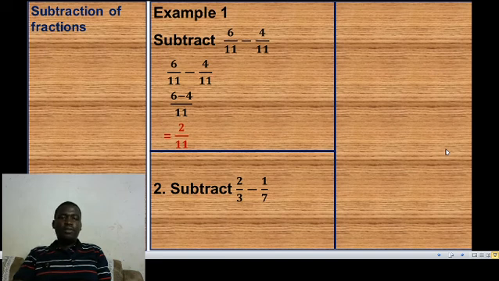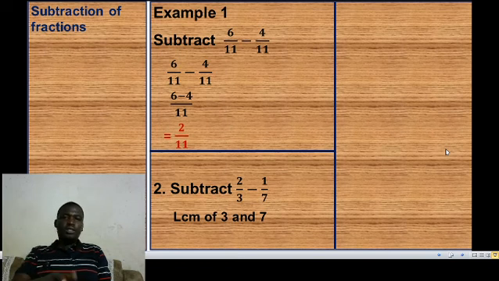Multiples of 3 and then multiples of 7. Then we look for the smallest that is shared by both 3 and 7. So we are supposed to get the LCM, the lowest common multiple of 3 and 7. We have many ways of getting the LCM. We either list the multiples of each of those denominators, or we prime factorize them. So this time we can choose to prime factorize.